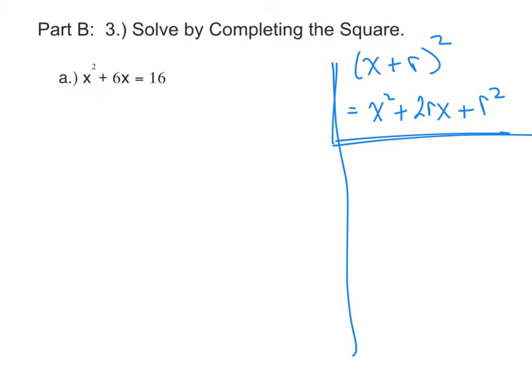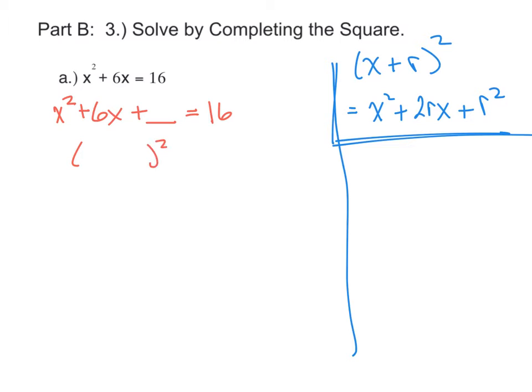And then our constant term would just be the r squared. And this is a good thing to remember, because when I want to solve this equation, x squared plus 6x equals 16, I want to complete the square. In order to do that, we get the constant on the other side, which it's already there, and I need to take this quadratic that's sitting on the left-hand side, and I want to add some constant to it in order to turn it into a perfect square.